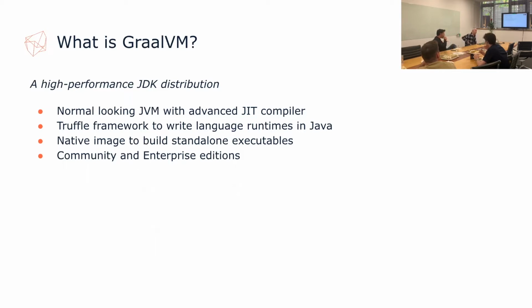It also contains a thing called the Truffle framework, which you can use to write language runtimes in Java. I'll cover that a little bit, but that's not the main focus of the talk. The third main thing it contains is this native image stuff, so you can compile Java down to a native application executable. And there are community and enterprise editions. So I think this is one way Oracle are trying to monetize the JVM.